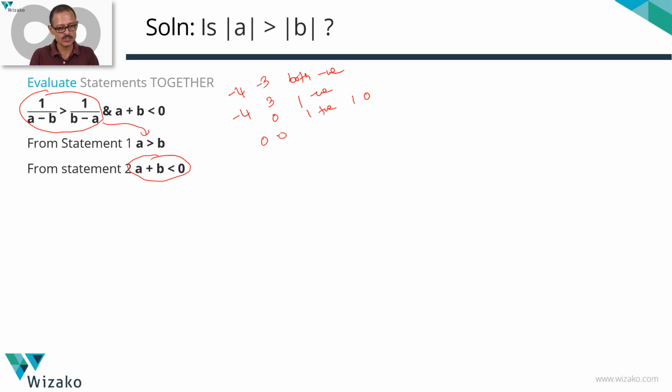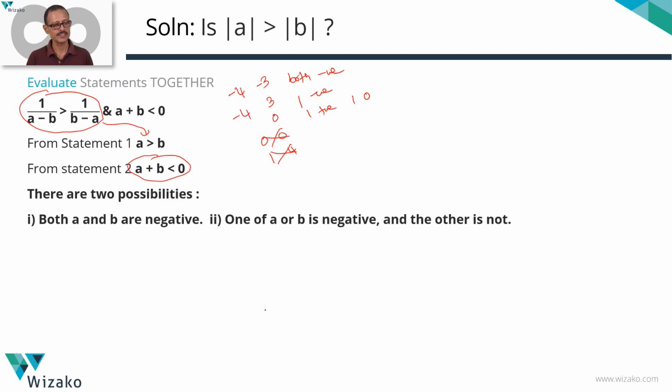Can we have two zeros and could the sum have been negative? This is not possible. Can we have had two positive numbers and could the sum have been negative? That's also not possible. So from statement 2, we can infer that there are two possibilities. At least one of these two numbers is negative, which means both A and B are negative, which is one possibility. One of A or B is negative and the other is not negative. It could be a 0 or it could be a positive number. So these are two possibilities.